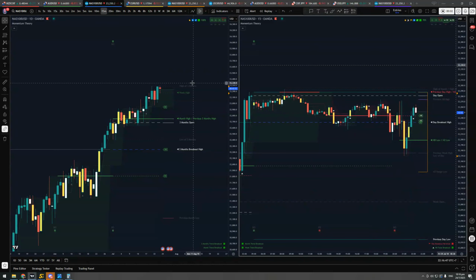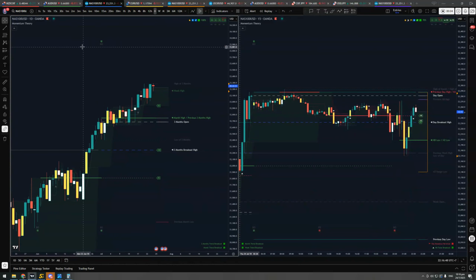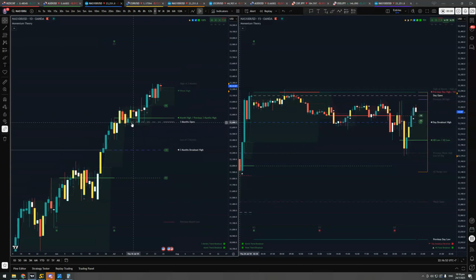Okay, New York session done. Took one trade on NAS. NAS on the daily, we have bullish directional bias. We have the momentum time frame trigger that previous month high, currently in bullish breakout, and we have market expansion.